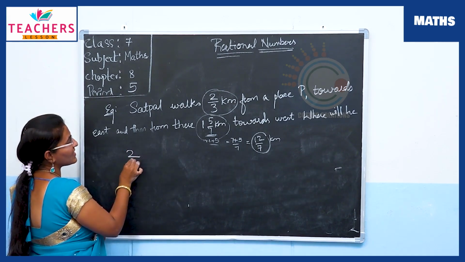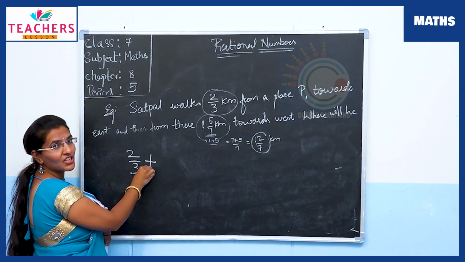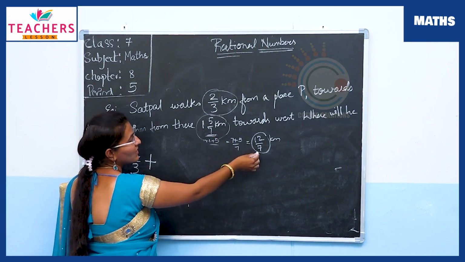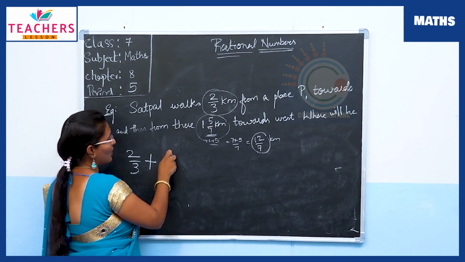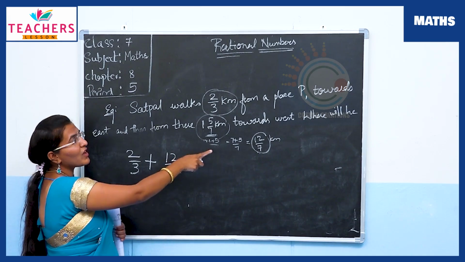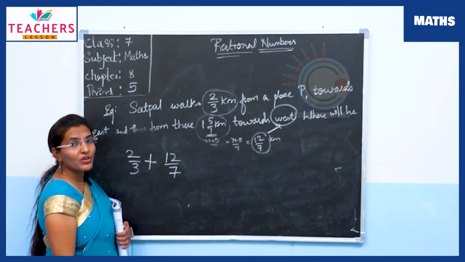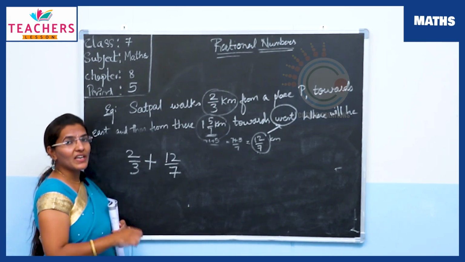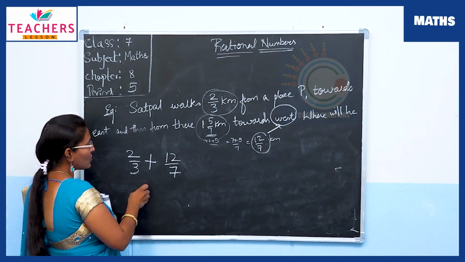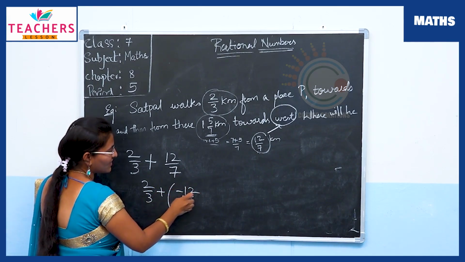So what is the first distance? 2/3 kilometers you have traveled. And then you are going to perform the addition operation, plus. What is the other rational number? It is 12/7. Now if you carefully observe, 12/7 kilometers is towards west. So what have we denoted? Yes, we are going to take west direction as negative, right? So that means 2/3 plus minus 12/7.